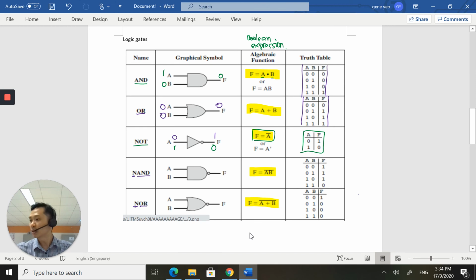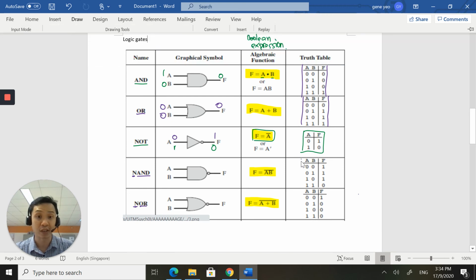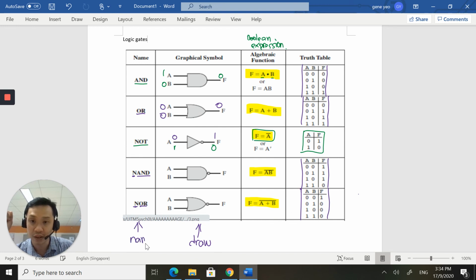Okay? So I hope I've explained what these gates are, and I hope I've also explained how you get the truth tables for all these 5 gates that you have to know and remember. Okay, so summary: know how to draw these gates. You need to know the names, you need to remember the names. You need to know the Boolean expression, and you need to remember by heart the truth table.